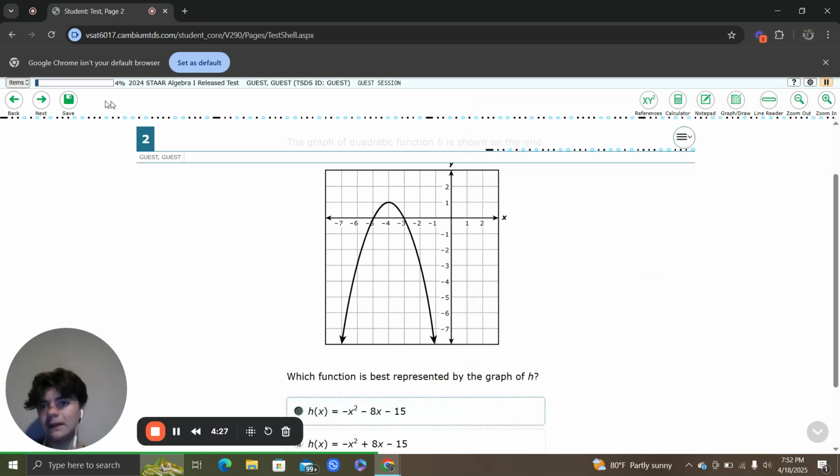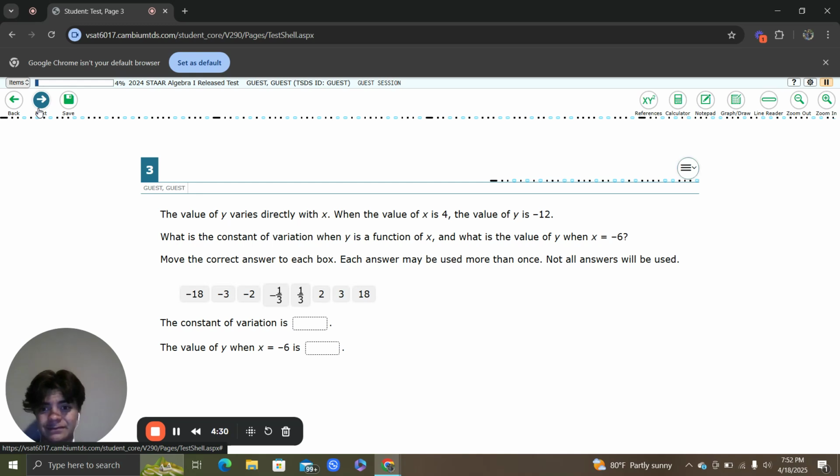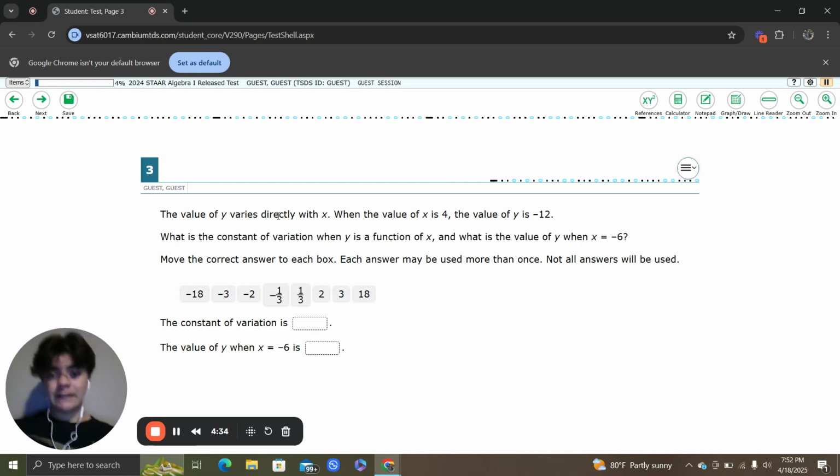Pretty simple so far. This is what algebra is. You're just seeing what numbers match. Seeing what lines match. Seeing if it crosses the x or y. It's a pretty simple concept once you get the hang of it.